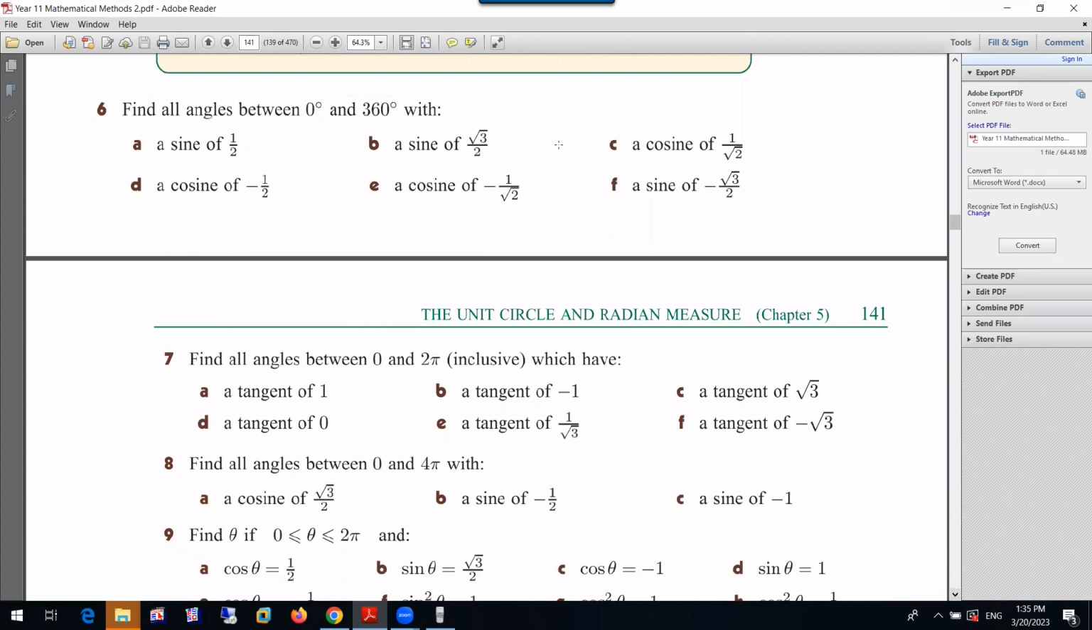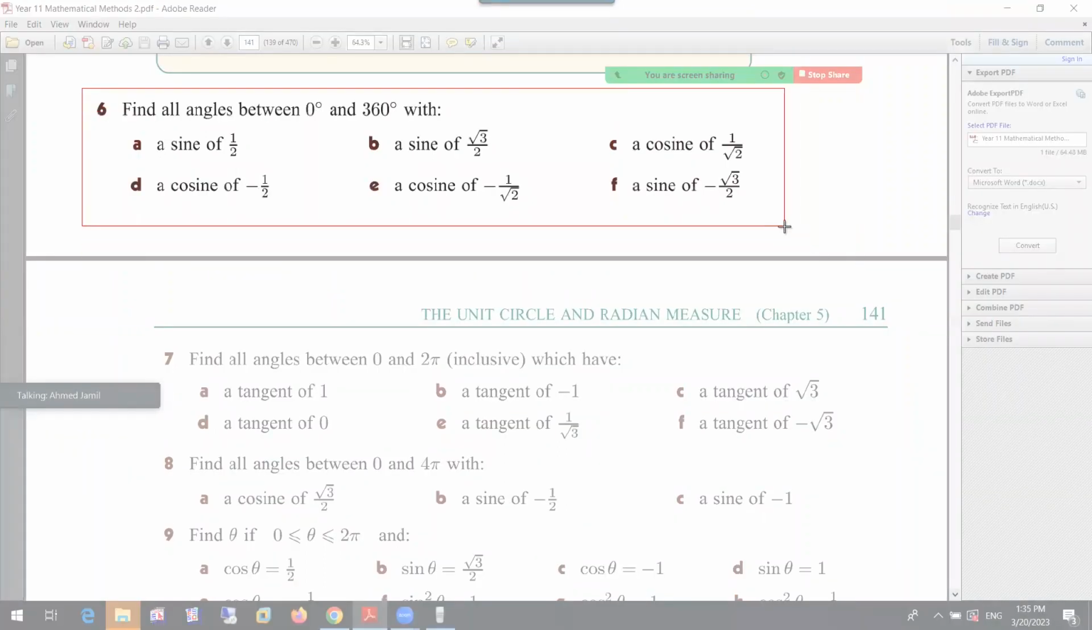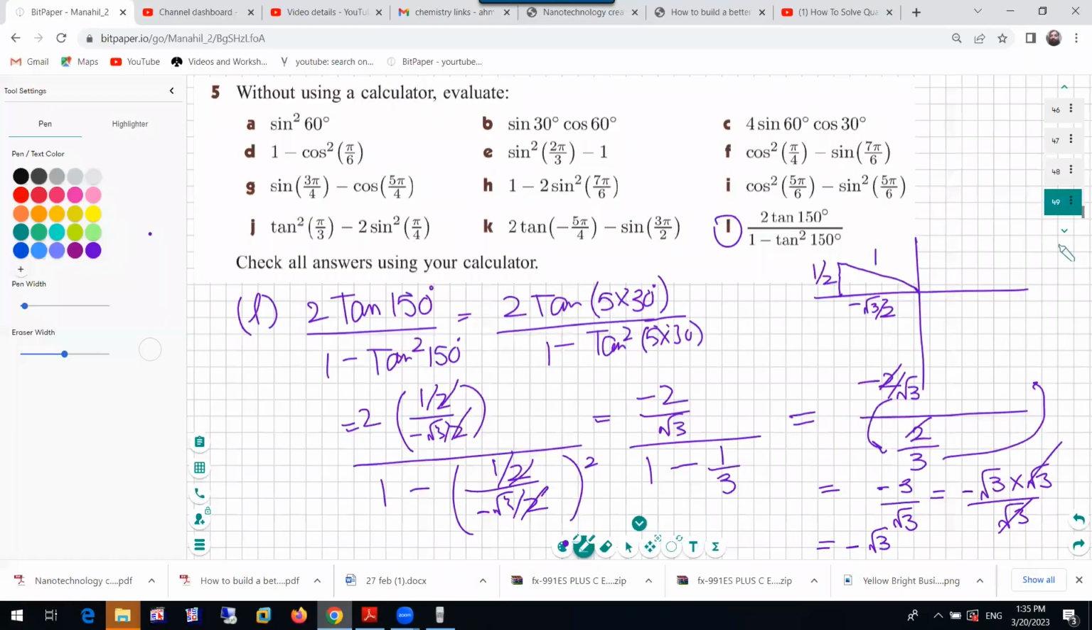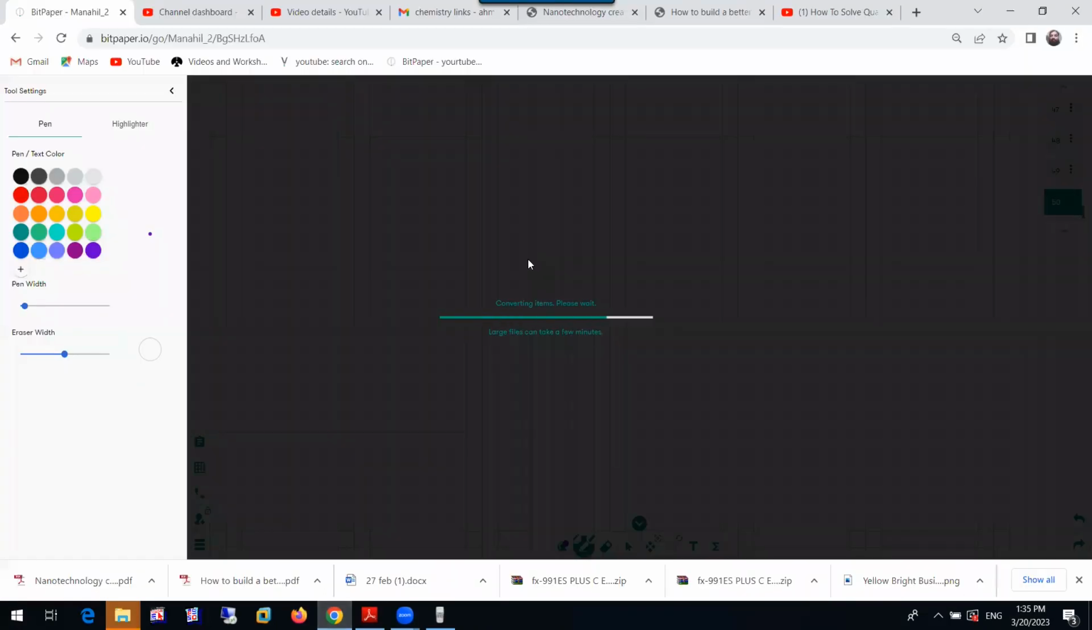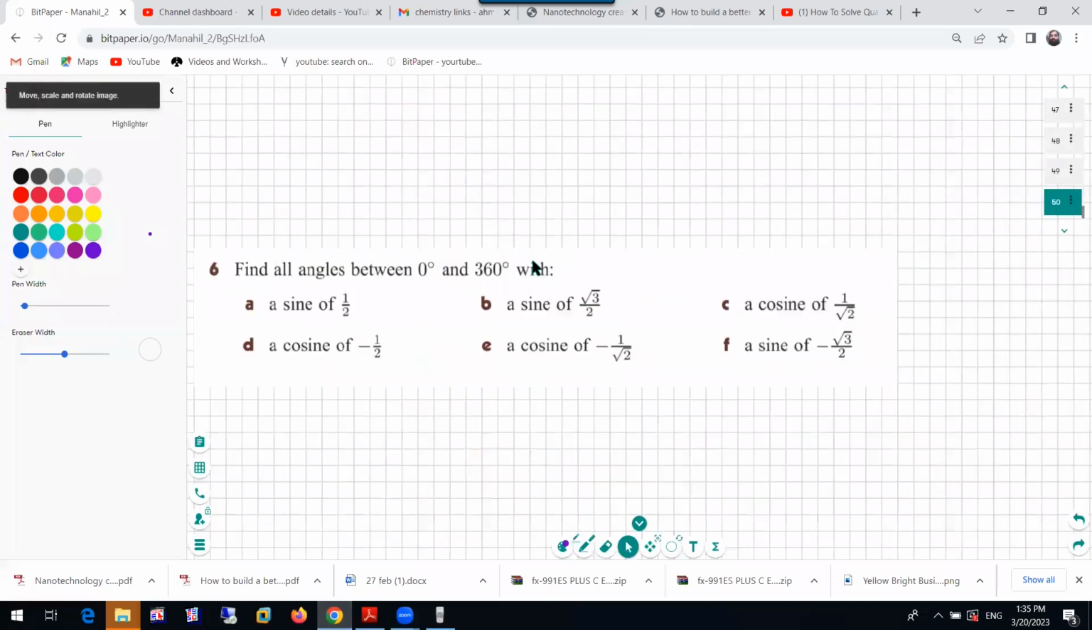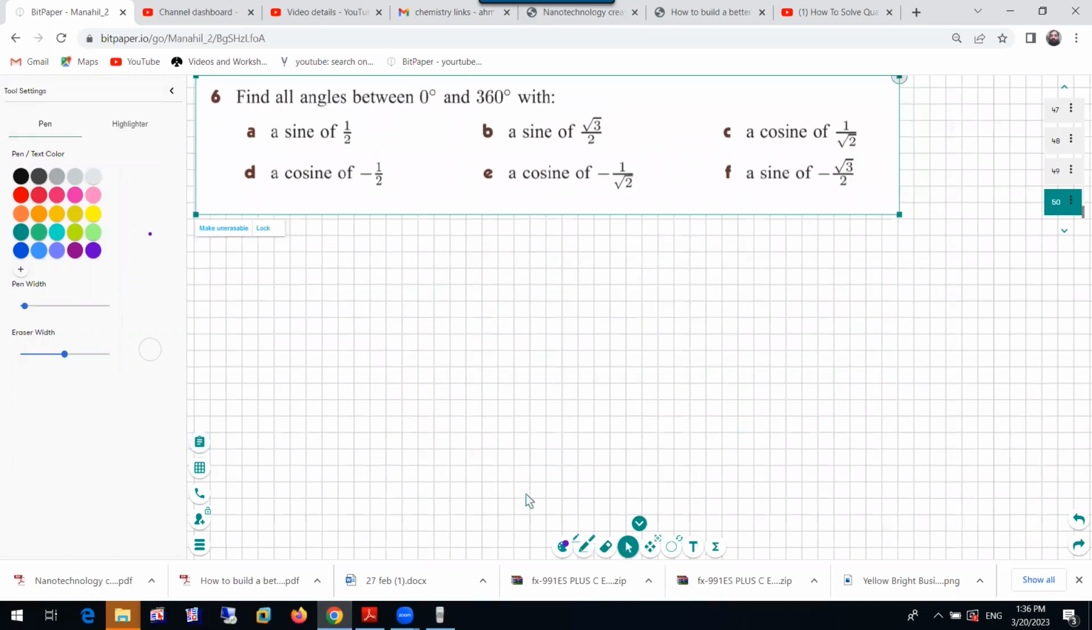Find the angle between 0 to 360 with a sine of half. Find all the angles between 0 to 360. So the sine value is actually 1 over 2. Positive values of sine are always in the first and second quadrant, right? So where is sine half?